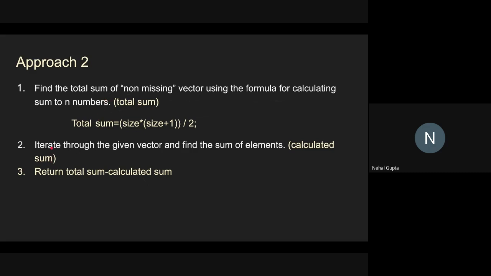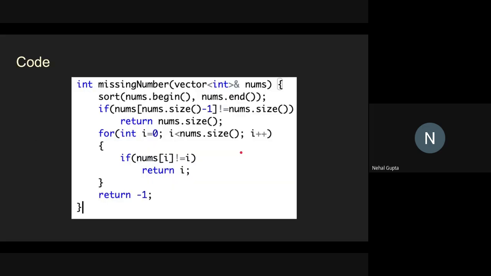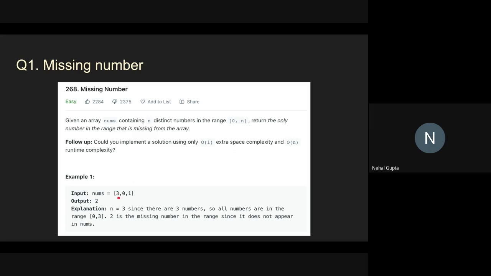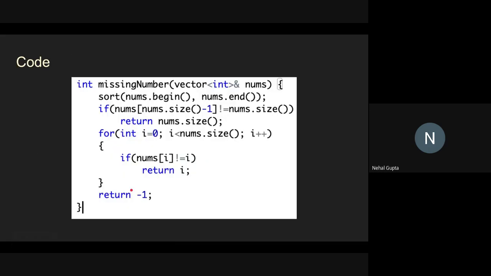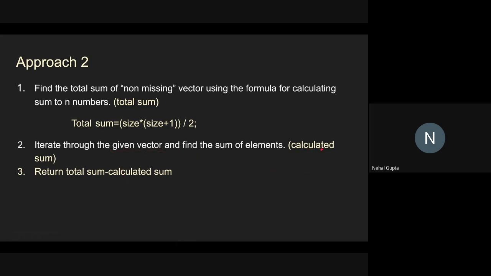Now after calculating this total sum, you store this value in a variable called total sum or any other variable that you might like. And you iterate through the given vector, the vector that has a missing number, and find the sum of the elements. That is, you iterate through this 3 plus 0 plus 1, and you get sum as 4. That is the calculated sum. So now you just do total sum minus calculated sum. I think this is easier than the previous approach because this is just using the formula. You don't have to sort the vector, or do anything else. You just have to use a formula.